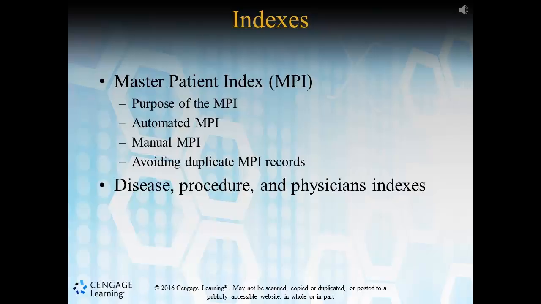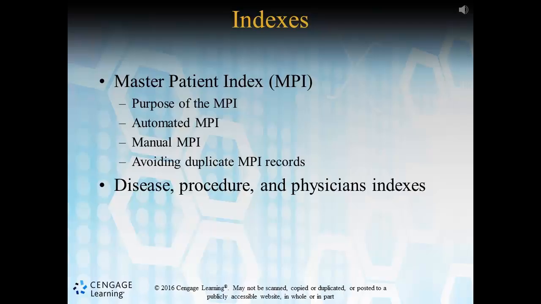An index in the healthcare setting can refer to a variety of things: master patient indexes, disease indexes, procedure indexes, and physician indexes. An MPI links a patient's record number with several types of common data elements, like demographics. The MPI can then be thought of as a legend or a map on how to locate a patient's record.